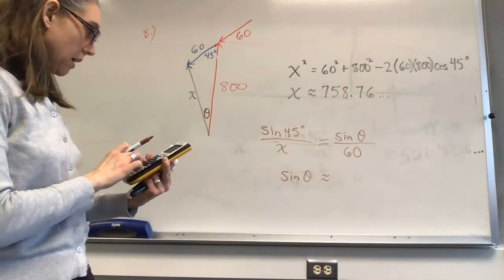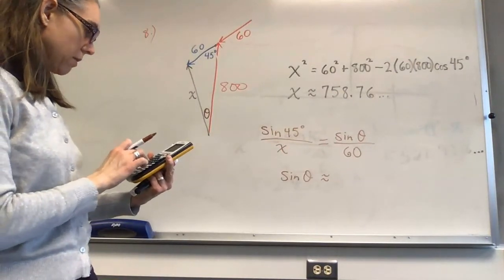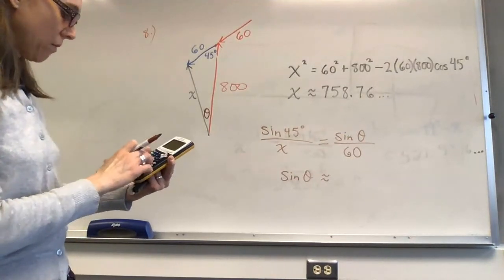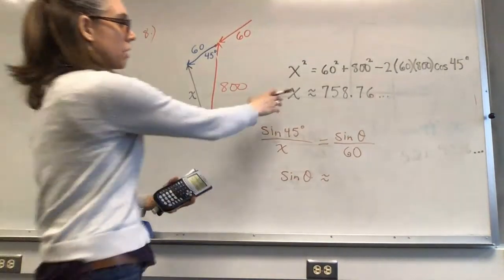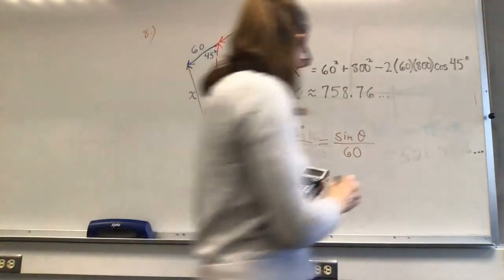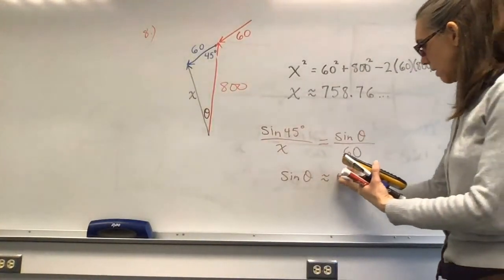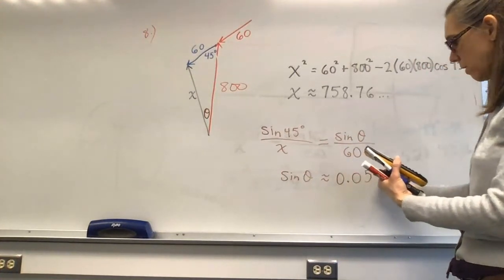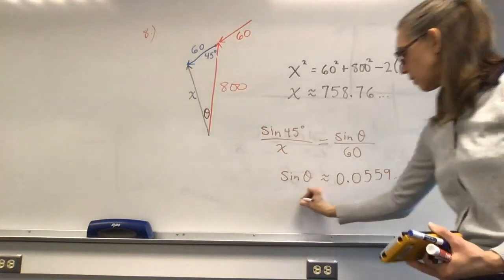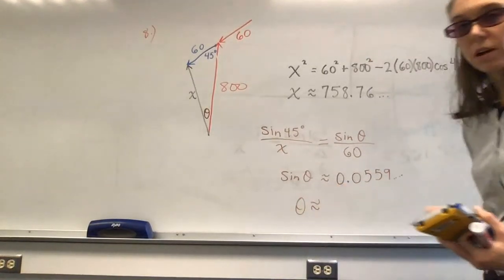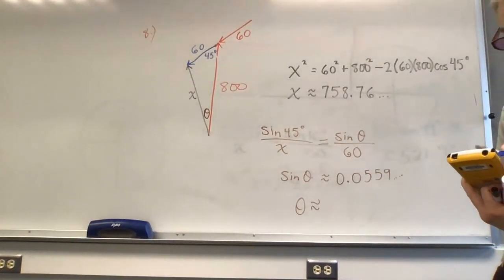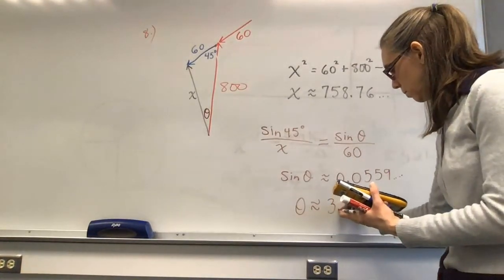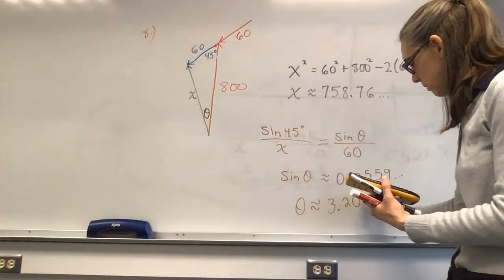So I'm going to take the sine of 45, multiply it by 60, and then divide by my answer that was already in my calculator. And this will tell me that the sine of theta is about 0.0559. And now I'm going to figure out what theta is approximately equal to using inverse sine. And I end up with about 3.205.